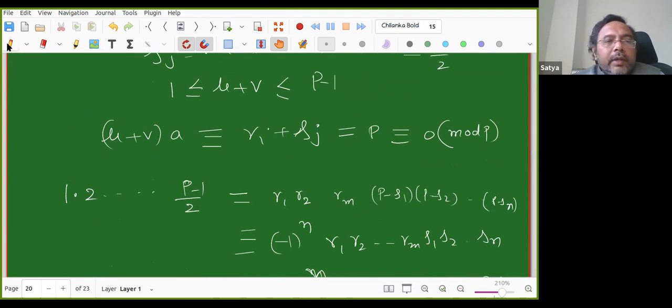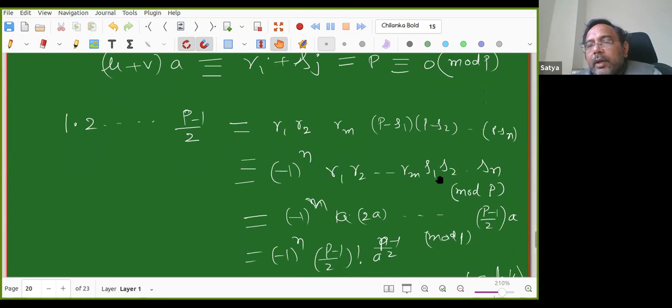Now if I do modulo P, then this P becomes 0. In the product, R1, R2, Rm multiplied by P minus S terms, the P multiples get cancelled. Only R1, R2, Rm into minus S1, minus S2, minus Sn will be there. But in that case, minus 1 whole power n will come, minus taken n times.